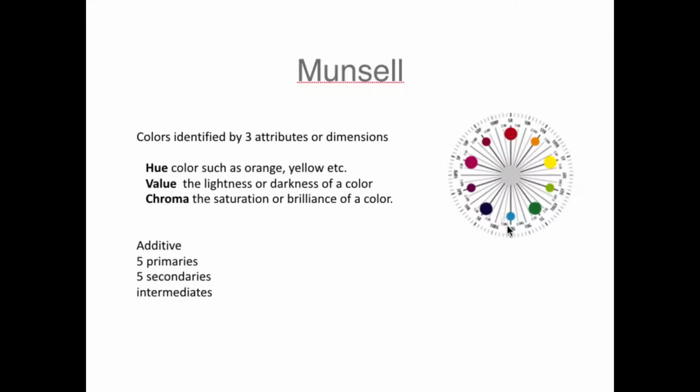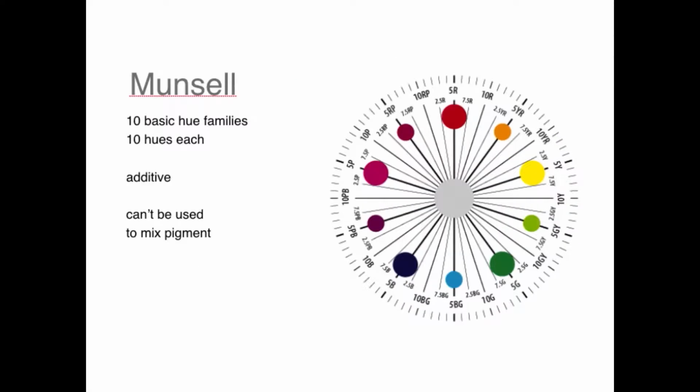In some ways, it has some additive understanding in terms of complementary relationships, but Munsell doesn't necessarily follow the idea of complements and neutralization via the complements. So the way Munsell breaks down is that there are 10 basic hue families, and each hue family has 10 hues. So we already have 100 colors that we're dealing with.